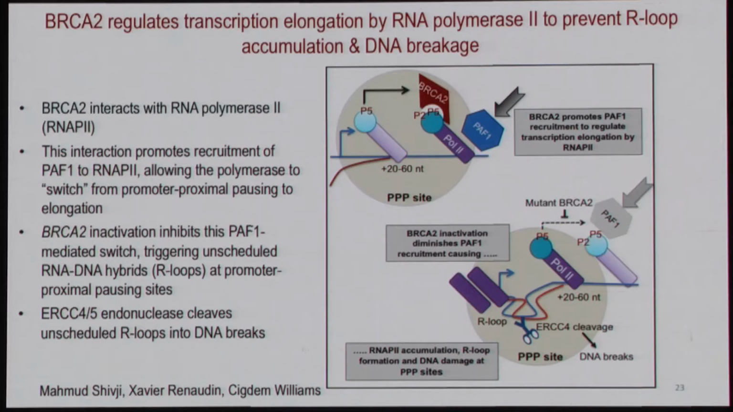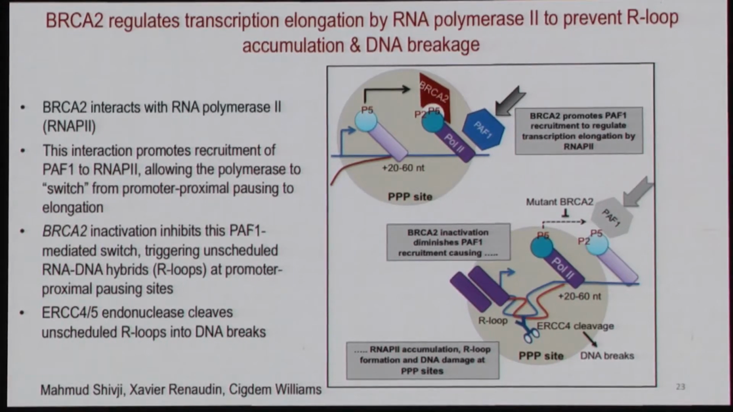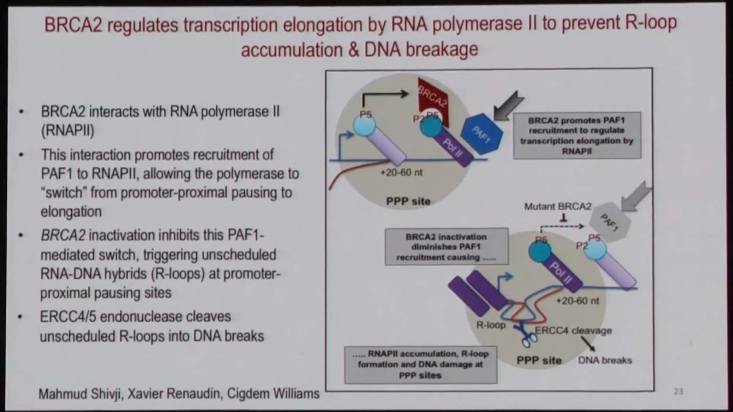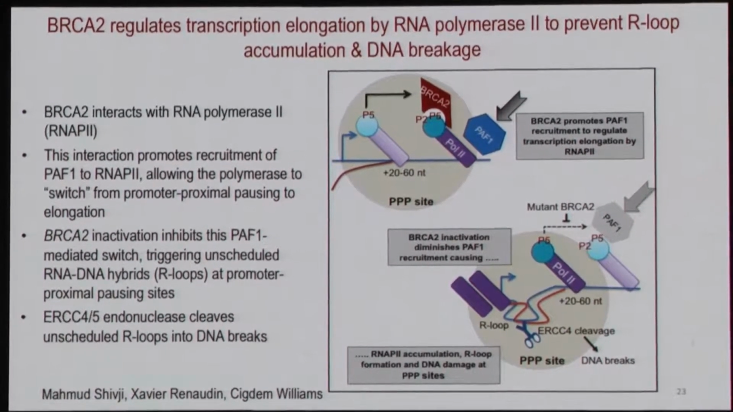We find that BRCA2 regulates this switch, and that in the absence of BRCA2, that slow switching results in the accumulation of R loops at the promoter proximal pausing sites of many genes in the genome, and this leads to double-strand DNA breakage via the enzymes ERCC4 and ERCC5. So we now have another function of BRCA2 to think about, its function in transcription as a potential source of DNA damage and genomic instability in BRCA2 mutation carriers.